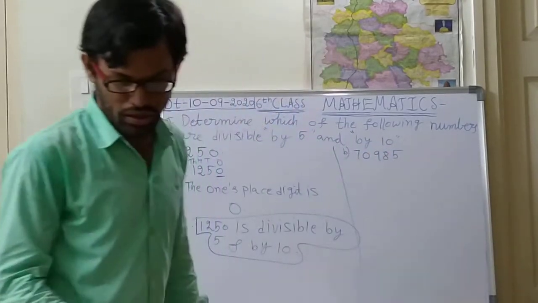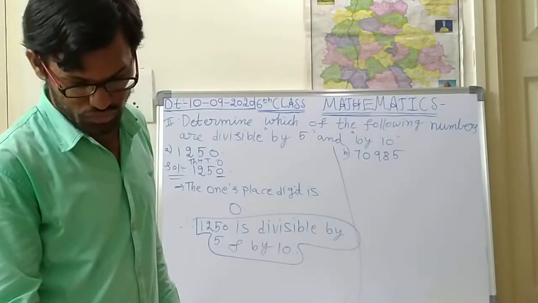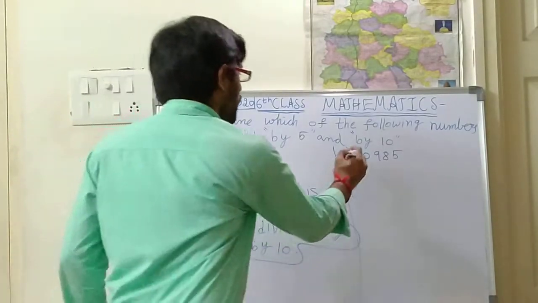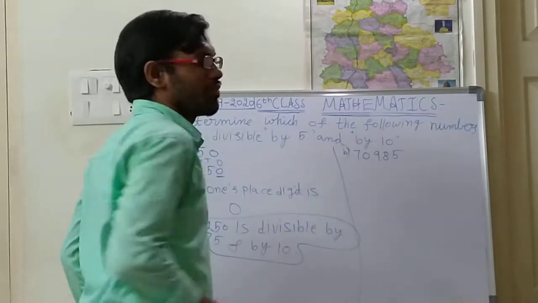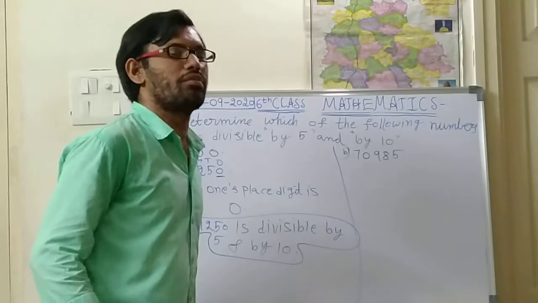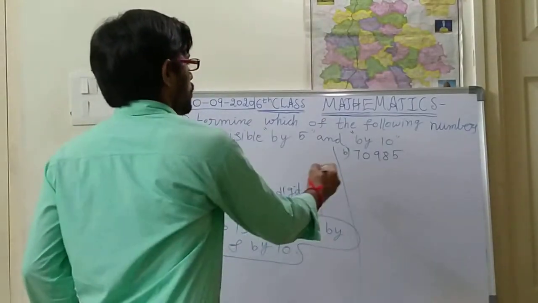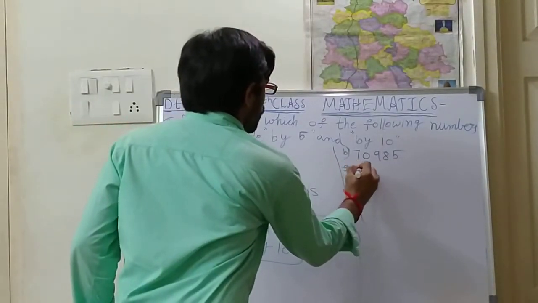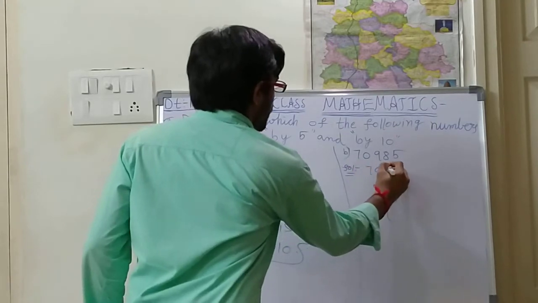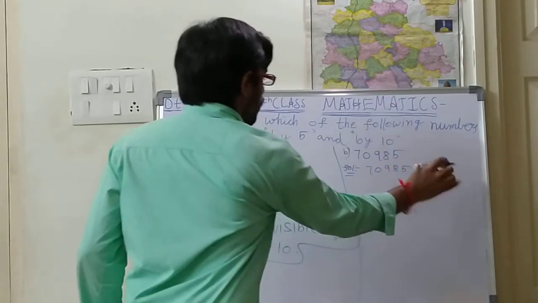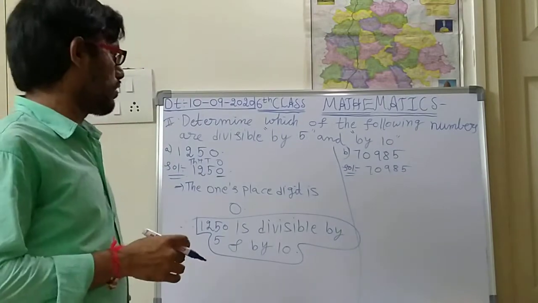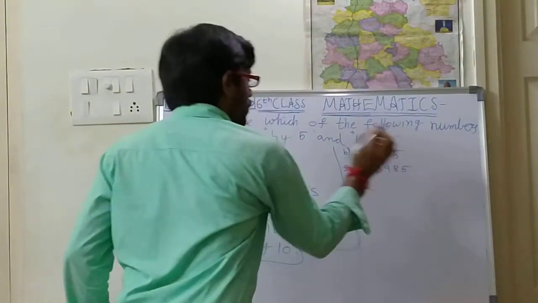Okay, this is your sixth problem in your textbook, second bit. So we shall see the solution. The first question asked is 70985. Okay, and one more thing. First we shall see 70985.